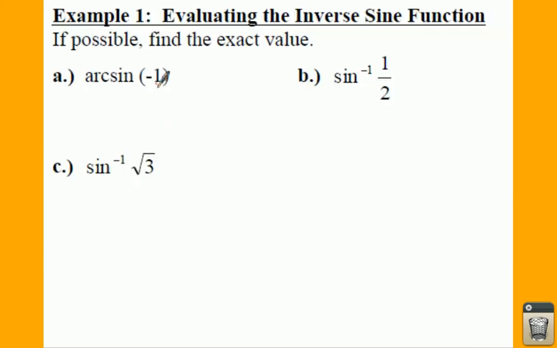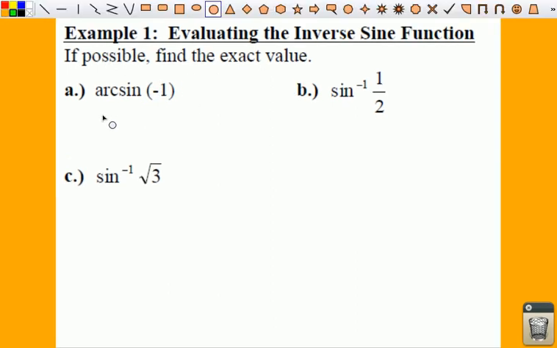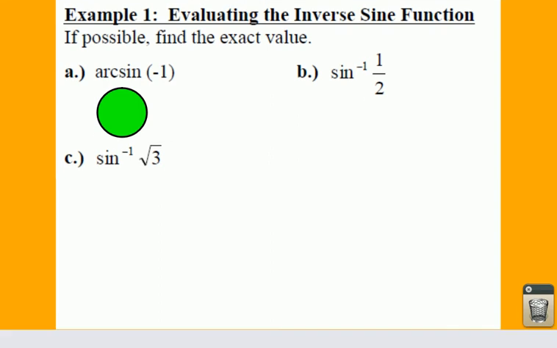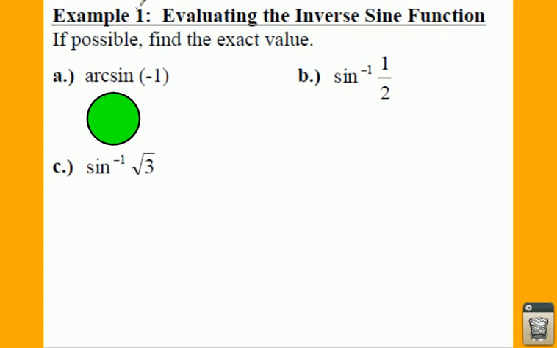So if we look at example 1 here, if we're trying to find the arc sine of -1, if you think about your circle, you can only be in these two quadrants, from quadrant 1 to quadrant 4. So you're going to include all these values along here. Well, the only place that your sine value is -1 is down here.